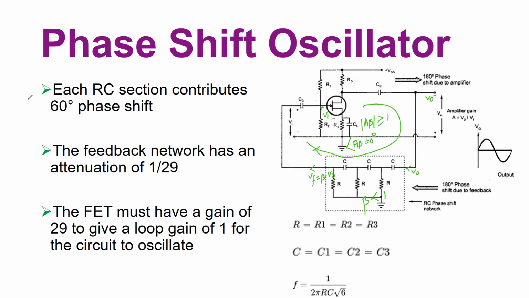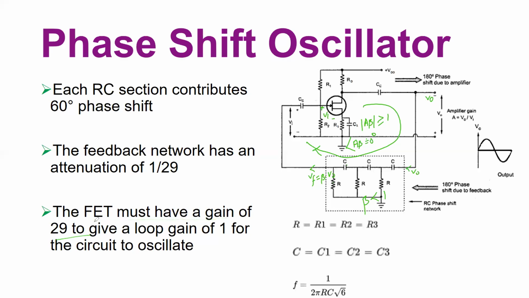So again, here also you will choose the resistance values to be equal and the capacitance values to be equal. The oscillation frequency is the same as in the previous case. For a given value of frequency and capacitor, for example, you can select and calculate the value of the resistor and design the circuit. Again, each RC section will contribute a 60-degree phase shift. The feedback network has an attenuation factor of 1/29. The FET then must have a gain of 29.